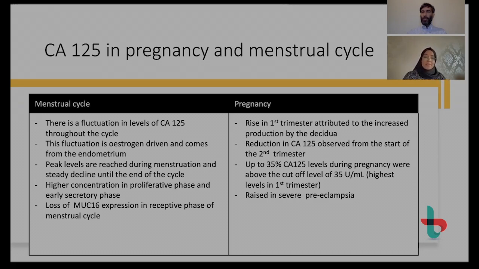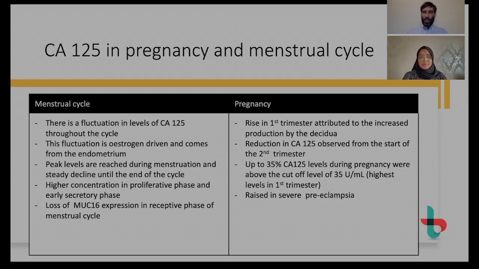However, what we observe is that there is a loss of MUC16 expression in the receptive phase of the menstrual cycle, and this enables the implantation of the blastocyst. Okay, that's great, because based on the molecular structure of MUC16, we know that they prevent attachment of foreign bodies in order to protect the body from those antigens, and in order to facilitate the attachment of the blastocyst, we have to have downregulation of them.